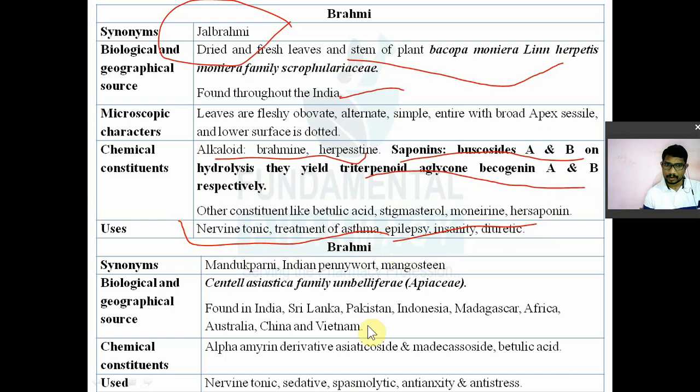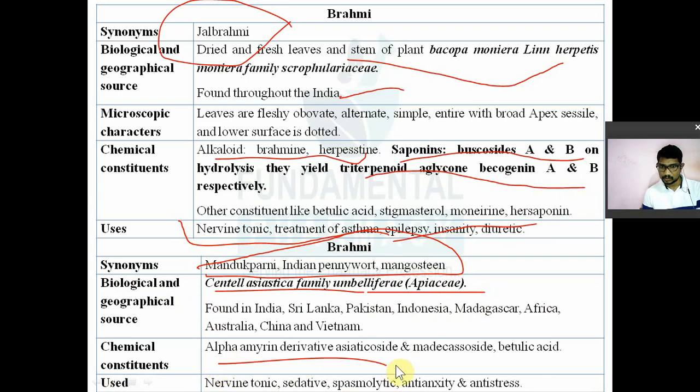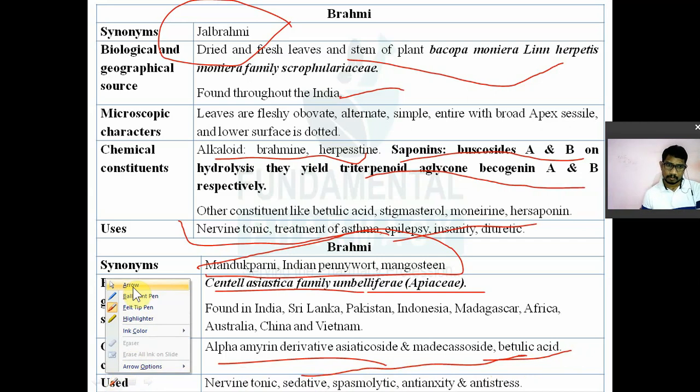Another Brahmi is known as Mandukaparni, Indian pennywort, obtained from Centella asiatica, family Apiaceae. Again, it is used as a nerve tonic. It has glycosides such as asiaticoside and madecassoside, and asiatic acid. It is a nerve tonic, sedative, antispasmodic, anti-anxiety and anti-stress agent. Just remember that the bacosides are the active constituents of the primary Brahmi, and they are used as a nerve tonic.